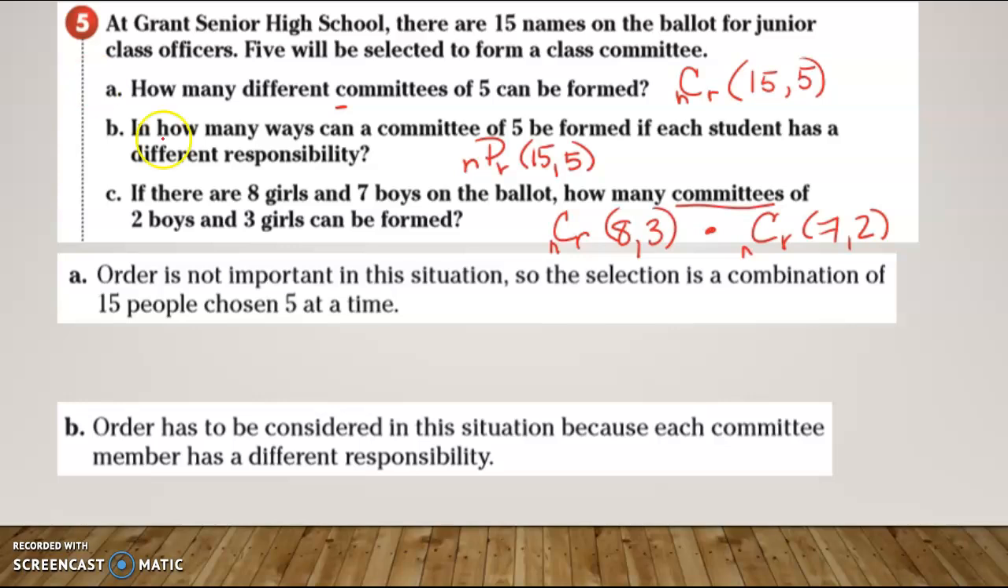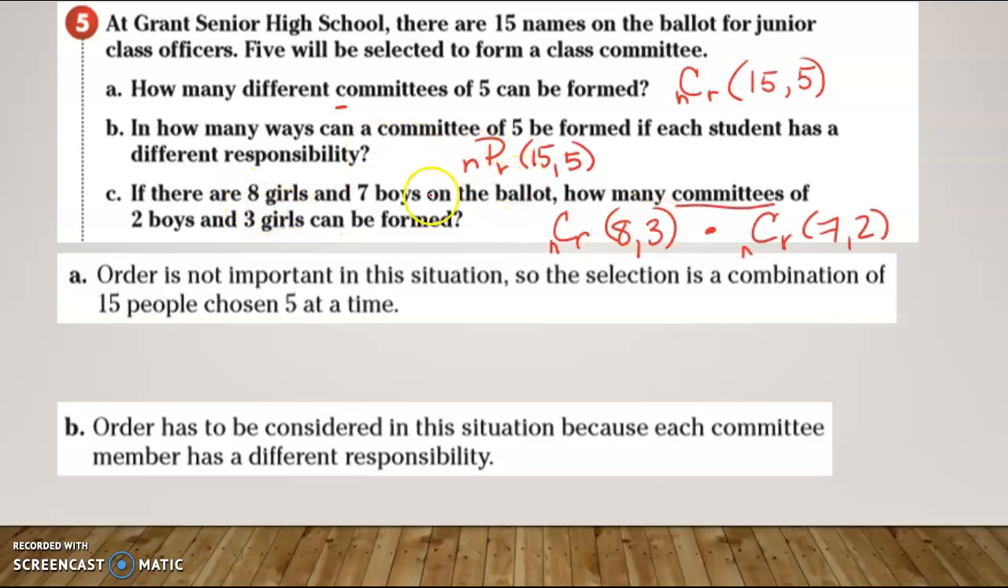And then we went here. How many different committees? A combination. You're taking 5 people out of 15. And a committee of 5 if each student has a different responsibility. This means an order is important. Again, 15 out of 5, but it's a permutation this time.